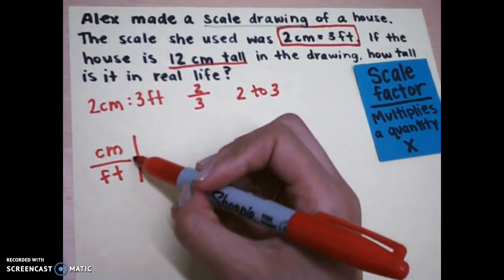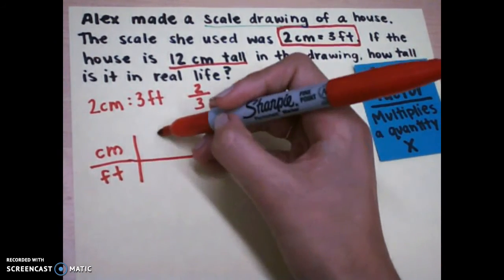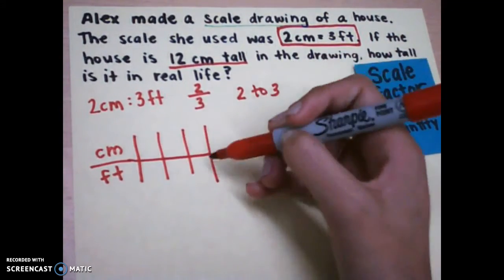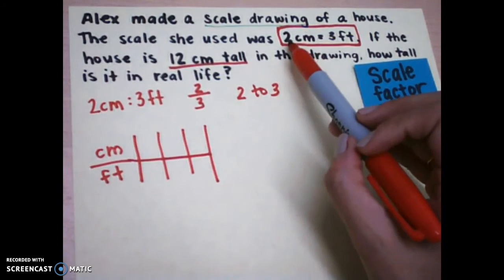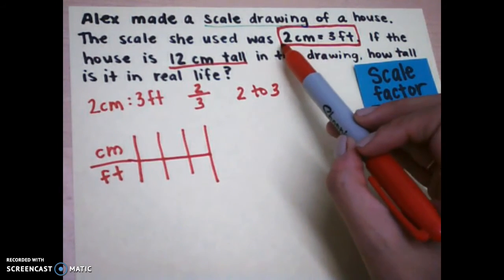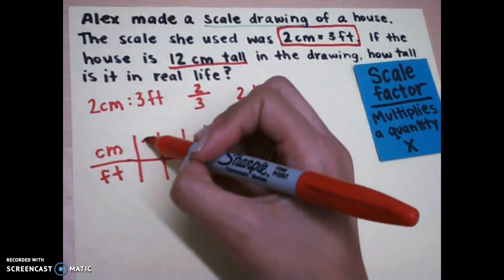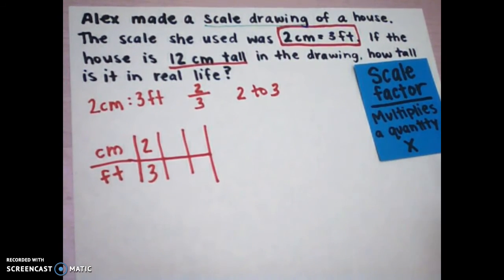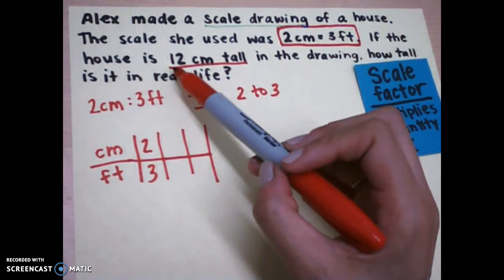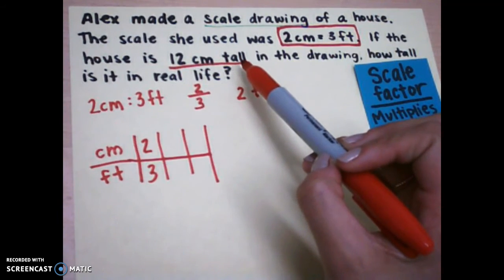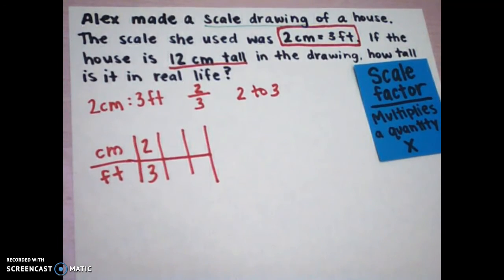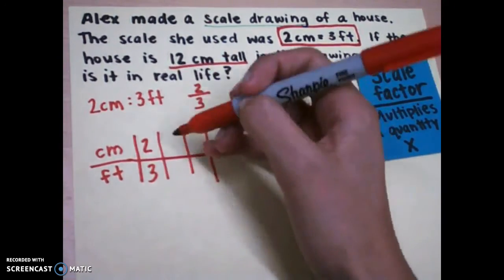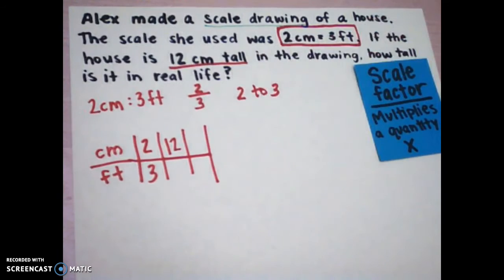All right, and next thing I want to do is fill in my table. So the problem tells me this ratio, 2 centimeters, so I'm going to put a 2 with centimeters, 3 feet, 3 with feet. And if the house is 12 centimeters tall in the drawing, so that means 12 needs to go with my centimeters, and I want to know how tall is it in real life.